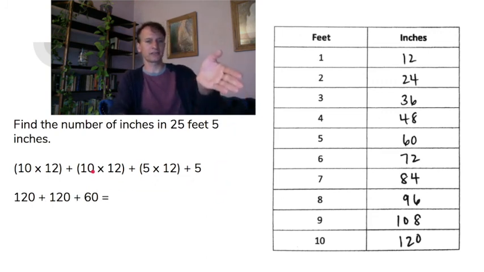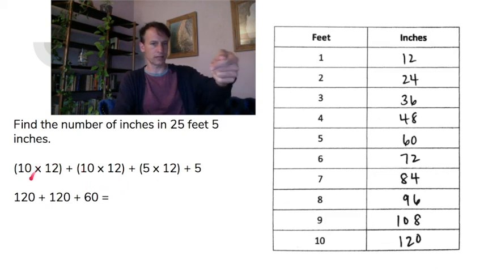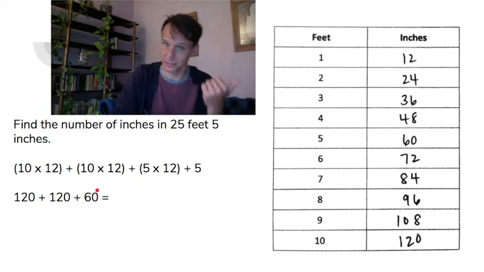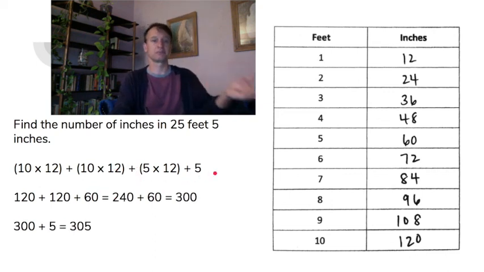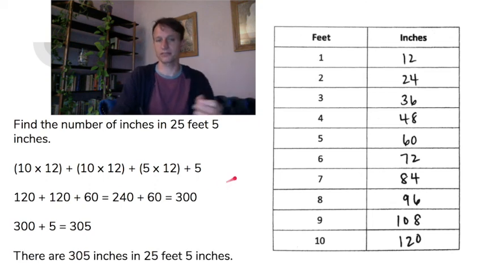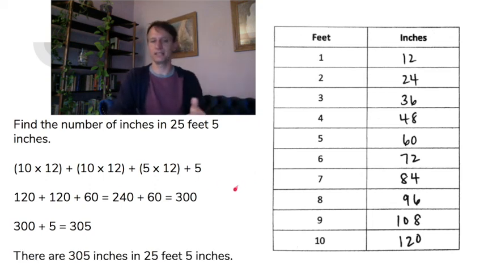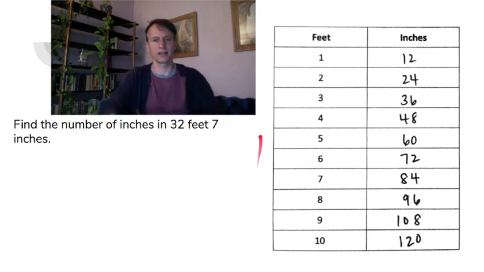So let's go back to that first method here. 120 plus 120 plus 60 is, well, we know already this is 240, plus 60 takes us to 300, plus the 5, 305. So there are 305 inches in 25 feet, 5 inches. Woo! All right, so here's another one mixing it up.